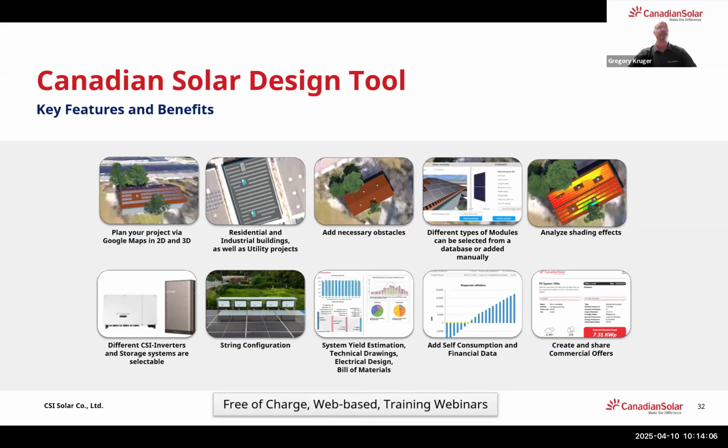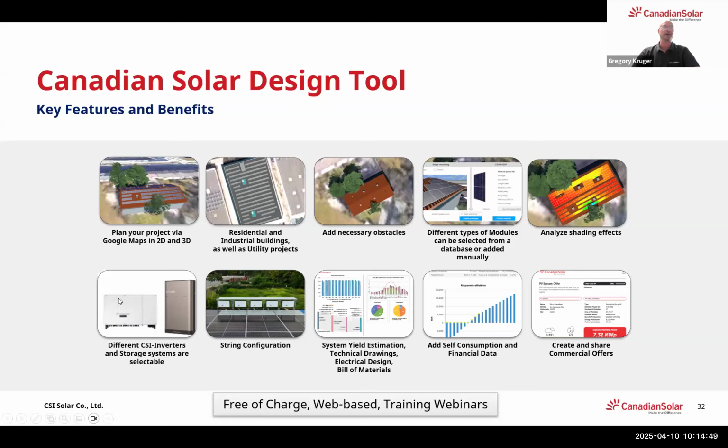On the design tool, as you can see, you can plan your project via Google Maps in 2D or 3D, whether it's residential or up to utility scale projects. You can add additional obstacles to the site, and with these obstacles you can also analyze the shading effect they will have on your solar panels, for example any trees or chimneys. You can also add different solar panels that Canadian Solar has to your selections. And if you really want to use a different kind of panel, you can add the specs manually and then use the designer tool.